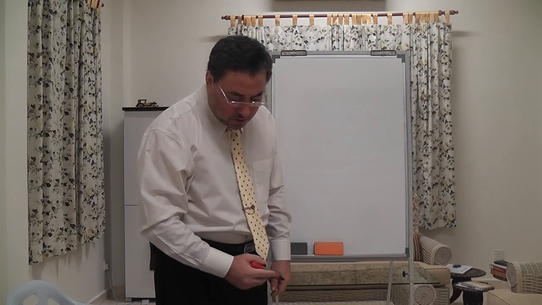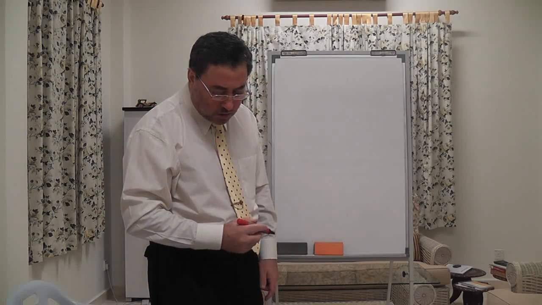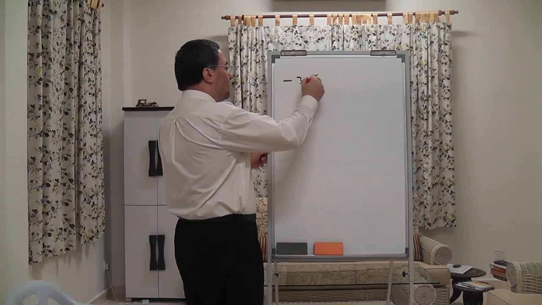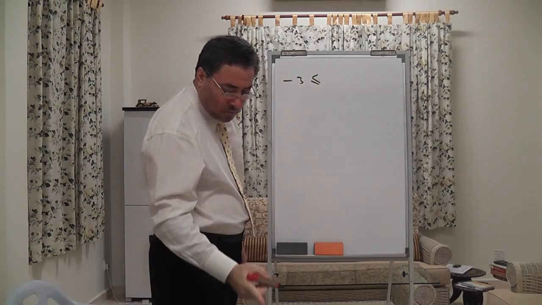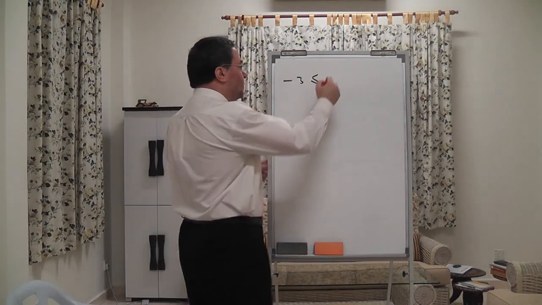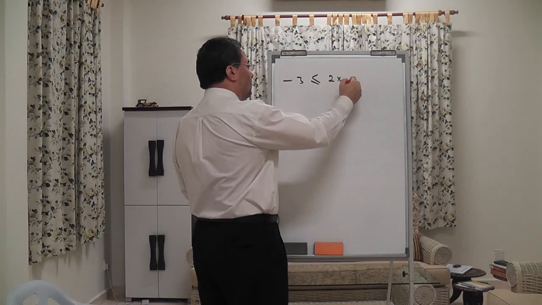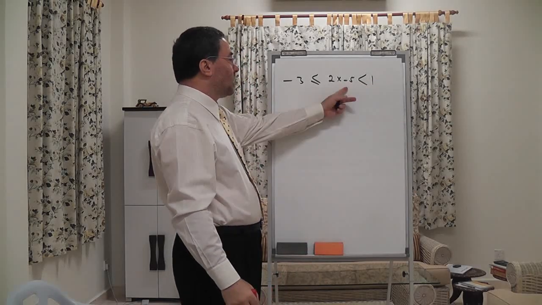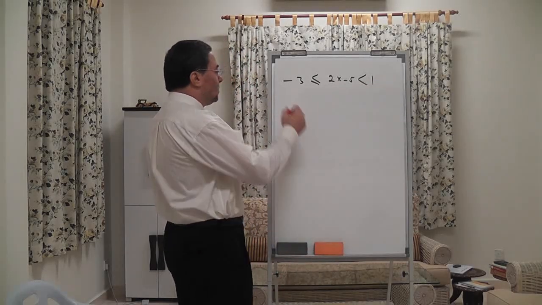Next is number 32: minus 3 less than or equal to 2x minus 5 less than 1. Here we have to break this into two inequalities.